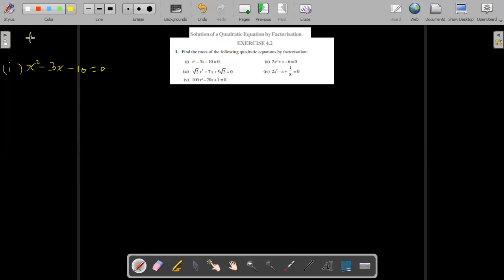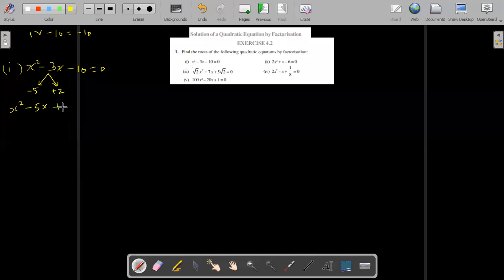Now 1 into minus 10, you can check here, 1 into minus 10 is equal to minus 10. So their multiplication should be minus 10 and their addition or subtraction will be equal to minus 3. So we can write 5 into 2 is 10, so minus 5 and plus 2. So split it into two parts. Minus 3x can be written as minus 5x plus 2x minus 10 is equal to 0.